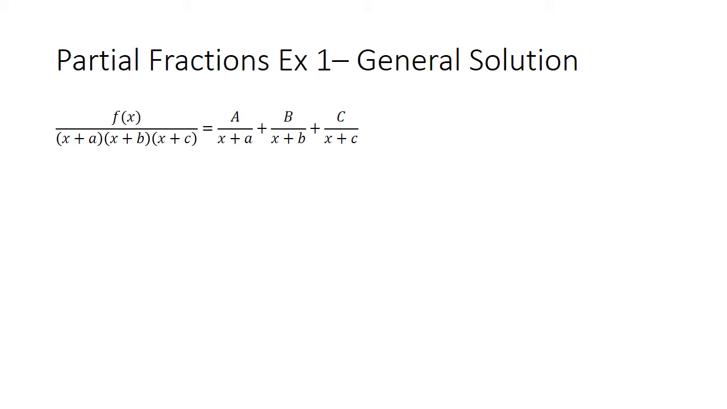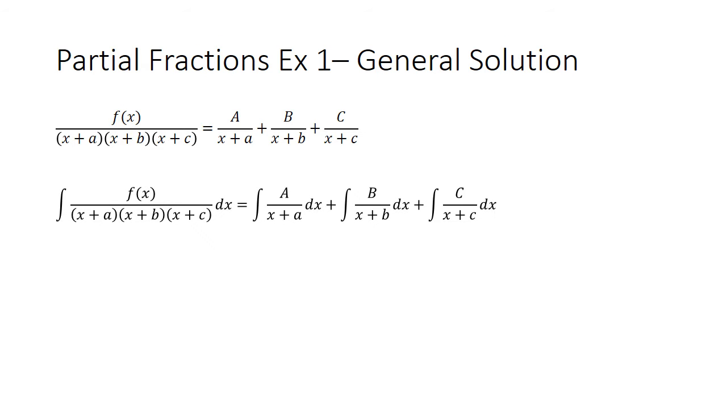To examine this transformation equation, on the left-hand side we have our original quotient, and on the right-hand side we have three separate quotients with three arbitrary constants, large A, large B, and large C. The first term on the right-hand side is large A over x plus a. The second is large B over x plus b, and the third is large C over x plus c.